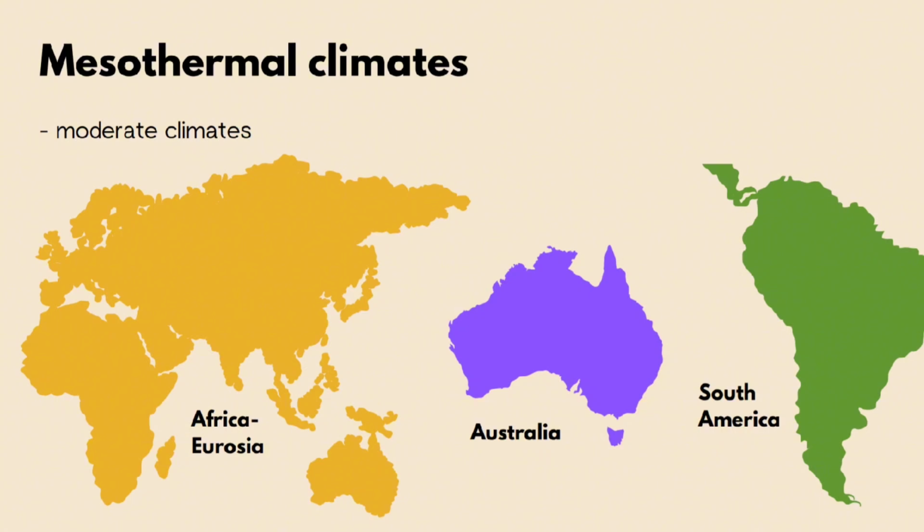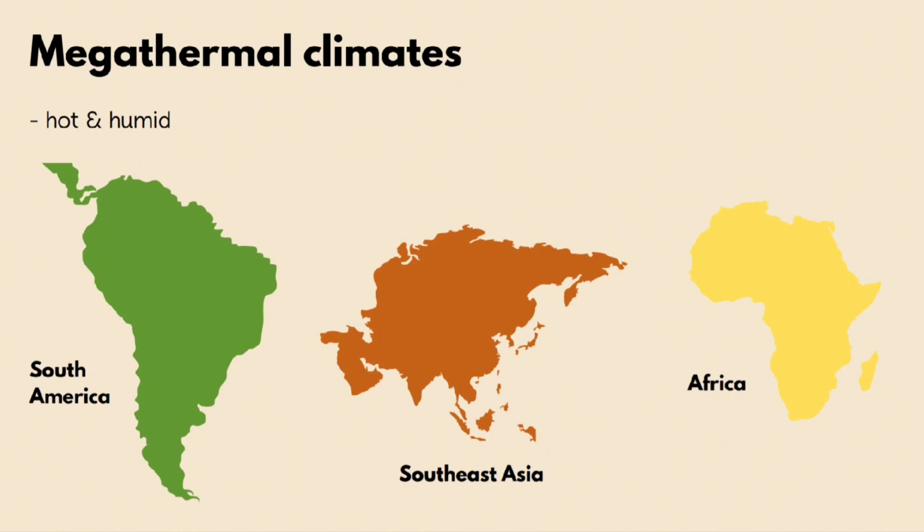Mesothermal regions have moderate climates, meaning they are not cold enough and not warm enough to support all living things. Mesothermal climates include the Mediterranean basin, most of coastal Australia, and the Pampas region of South America. Megathermal climates are hot and humid.